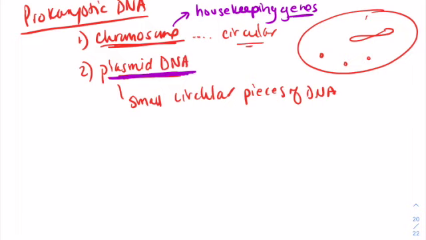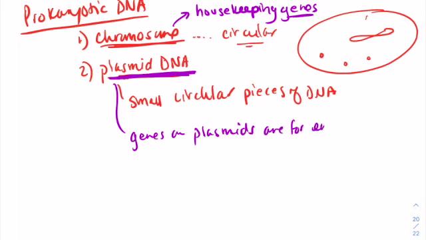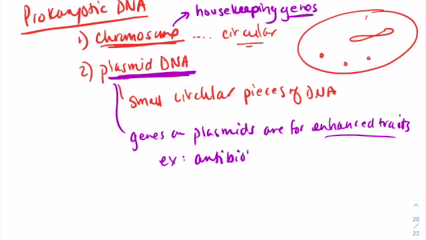Whereas genes that are on plasmids are usually for enhanced traits. Traits that aren't necessarily required for survival. And an example of an enhanced trait, a gene that's on a plasmid, is antibiotic resistance. So genes that give a bacterial cell resistance to a particular antibiotic.